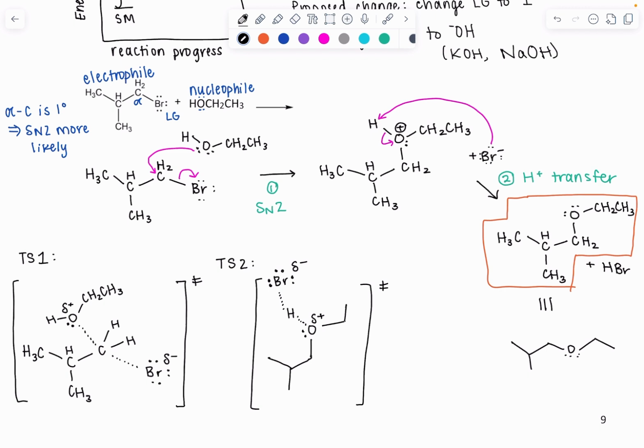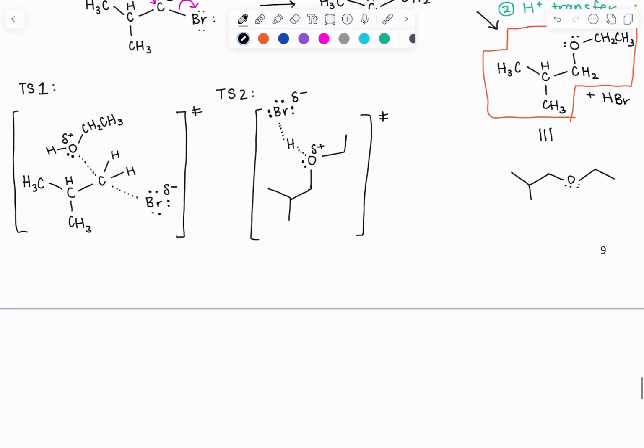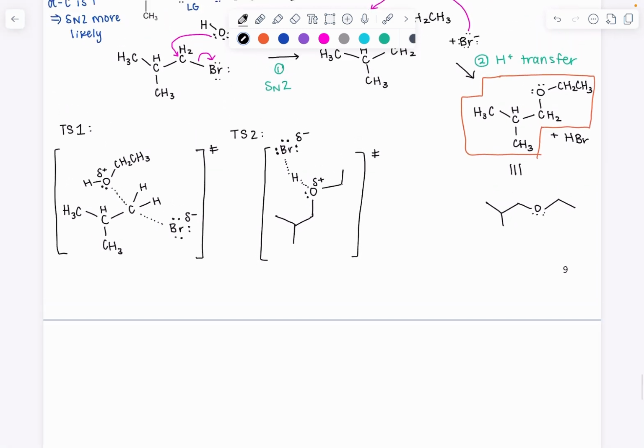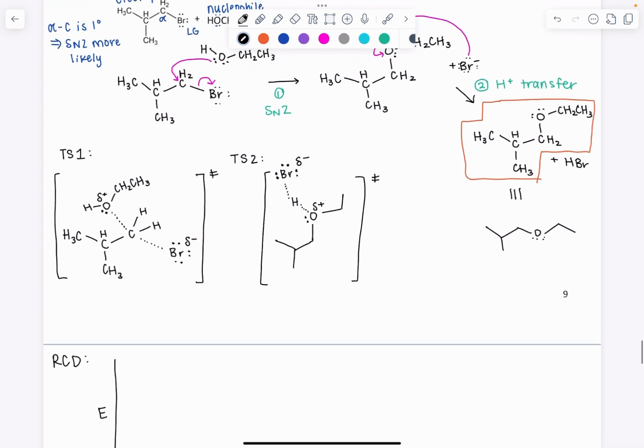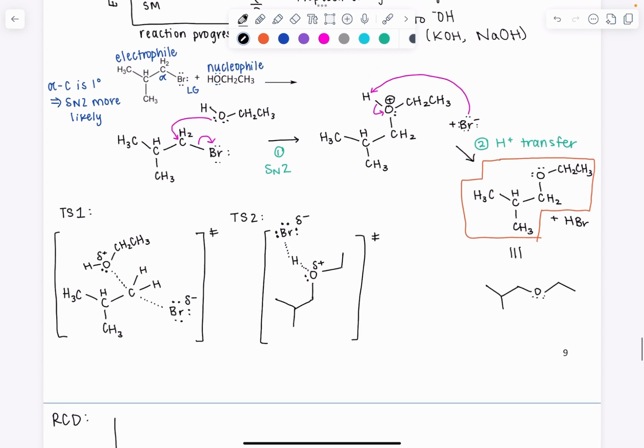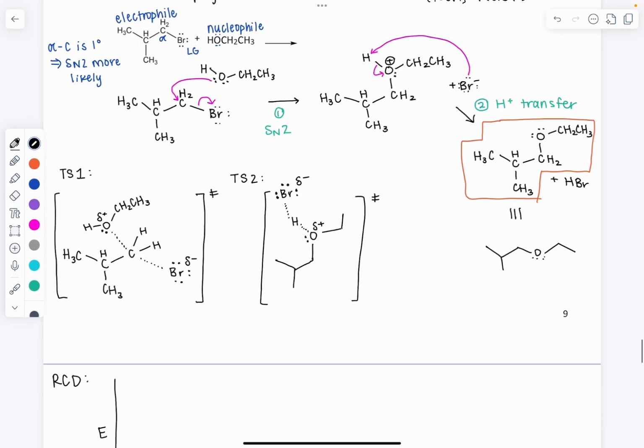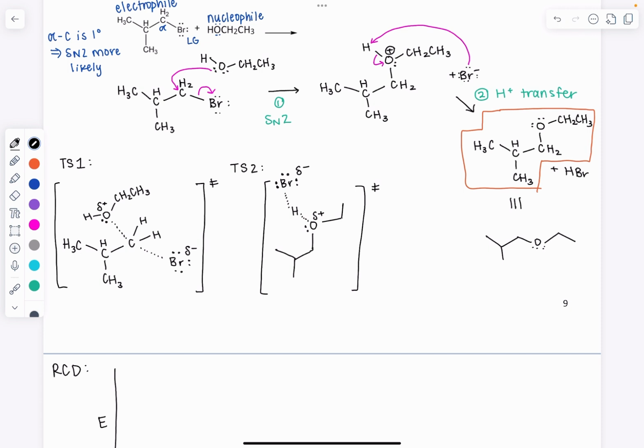Let's draw reaction coordinate diagram next. I'll have to go to the next page. So again, energy on y-axis, reaction progress on the x-axis. Again, we can assume that this reaction is exothermic. And we have 2 steps.